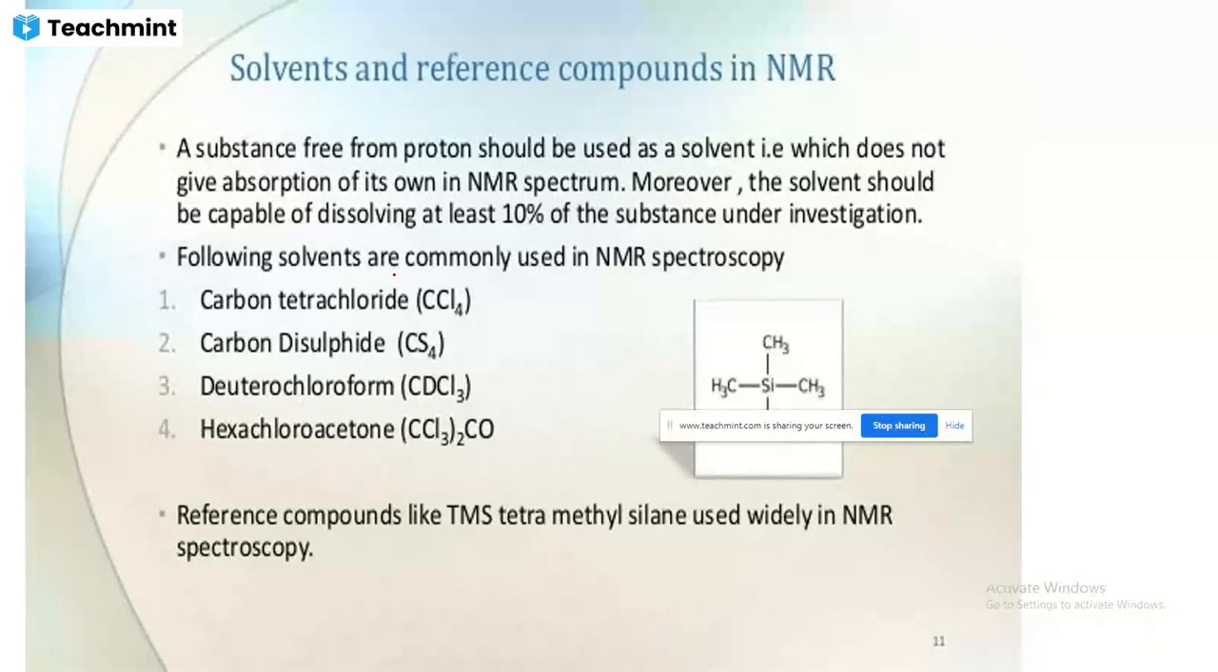Moreover, the solvent should be capable of dissolving the compounds, because that is the main function of a solvent. So the solvent should be capable of dissolving at least 10% of the substance under investigation, and the following solvents are commonly used in PMR, NMR spectroscopy: carbon tetrachloride CCl4, not having a single proton, carbon tetrasulfide, CS4. In that case, no single proton is there.